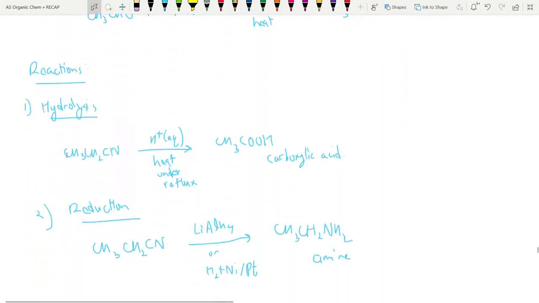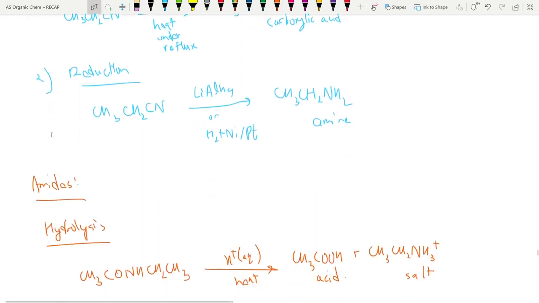Okay. So for the next one, we can hydrolyze nitriles to form carboxylic acids. Alkaline hydrolysis also works, but you need to acidify it to get the carboxylic acid. And you can reduce nitriles using LiAlH4 or hydrogen plus nickel or platinum catalyst to get amines. Okay.